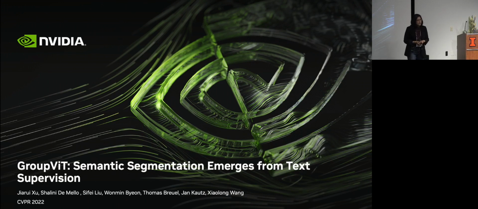Related to that, the first work that I'm going to describe is called GroupViT, where we showed that semantic segmentation can actually emerge from weaker text supervision, like, for example, the caption supervision that comes with a large amount of internet scale data. This was work we published at CVPR 2022.